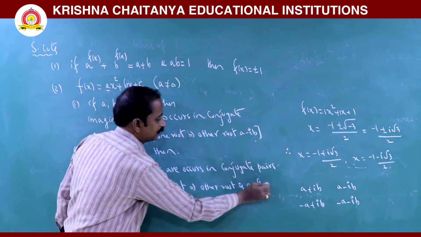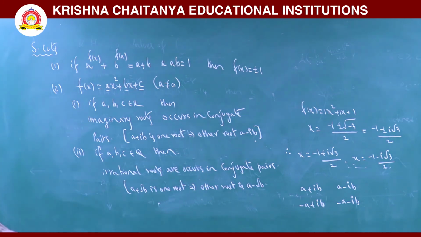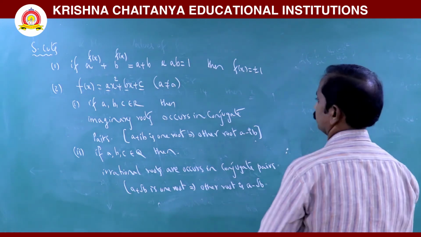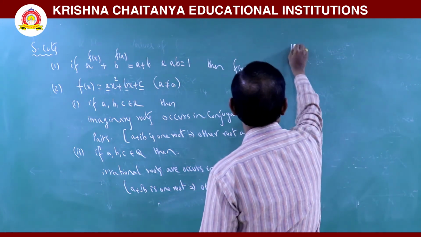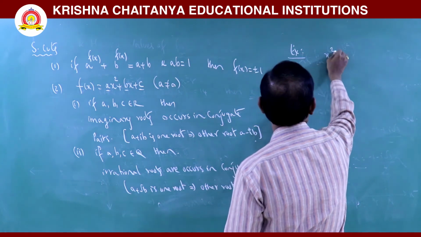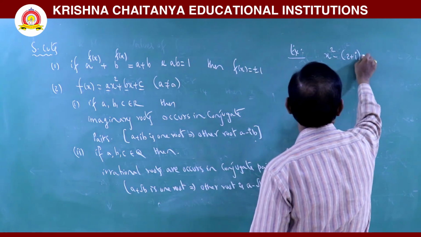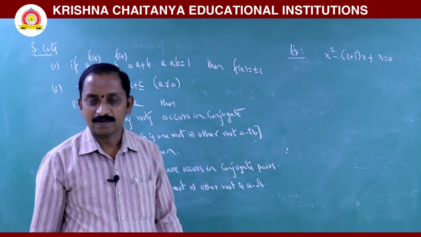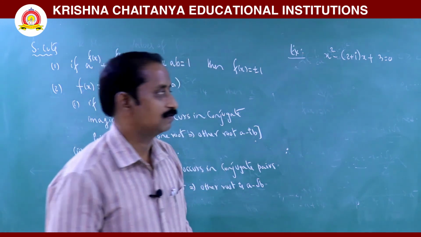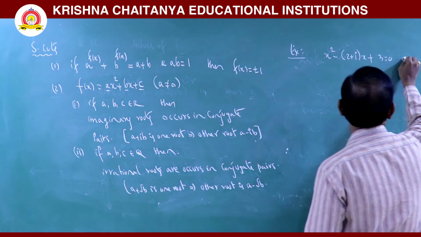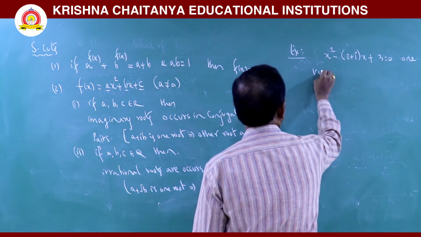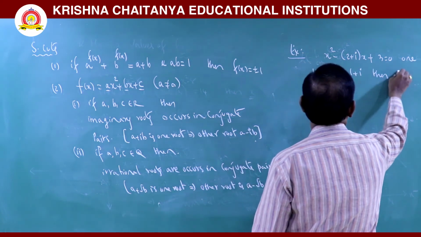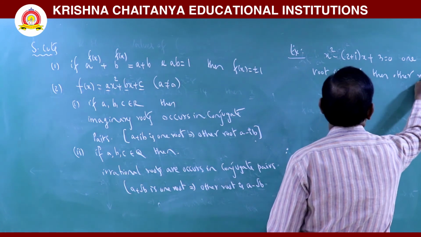For example, a problem is given like this. For a polynomial, what is that polynomial? x square minus of 2 plus i into x plus 3 is equal to 0. It is a quadratic equation. Quadratic means two roots, in which one root is given. One root is 1 plus i. Then what is the other root?